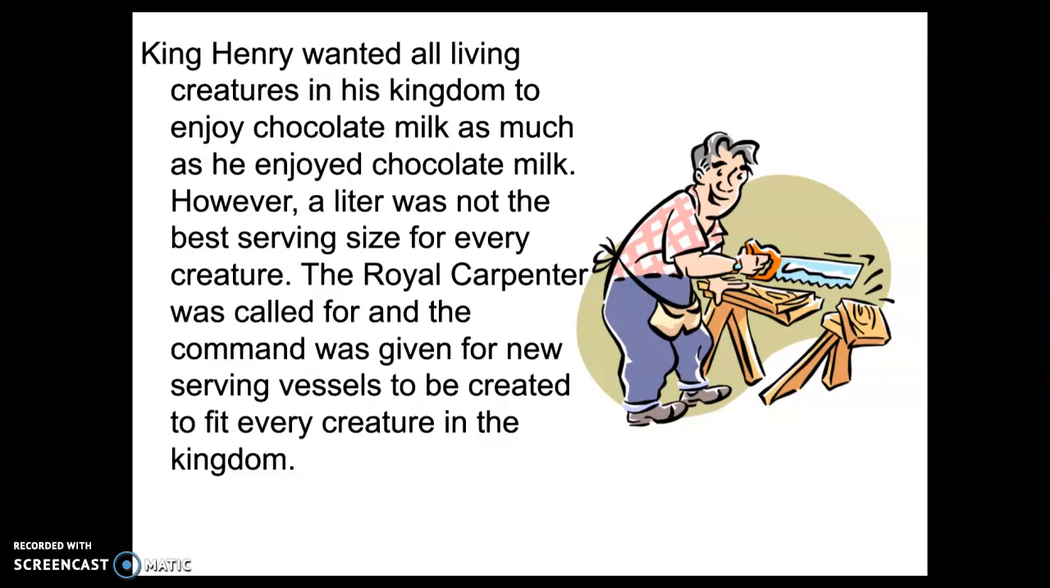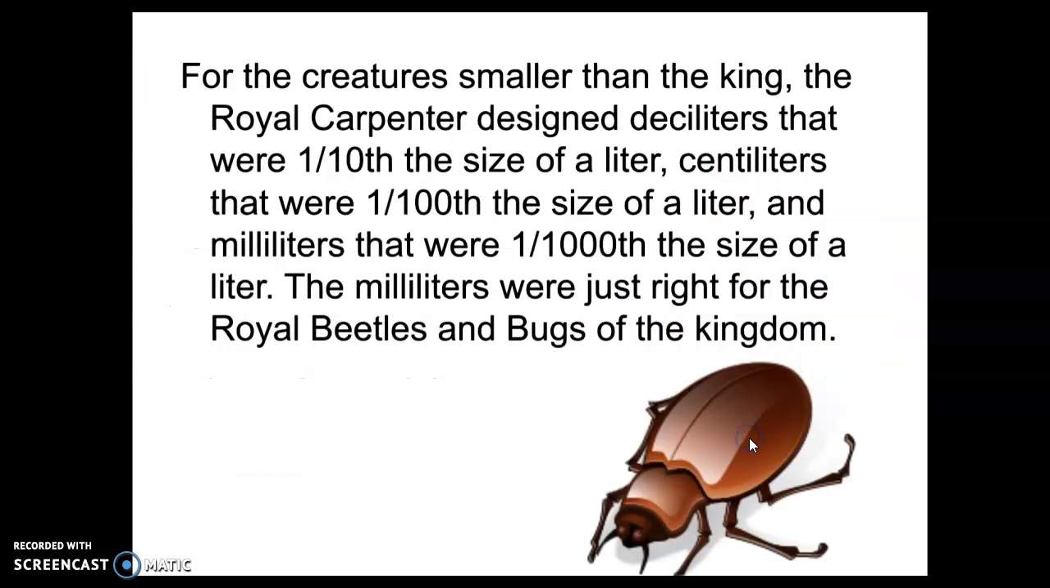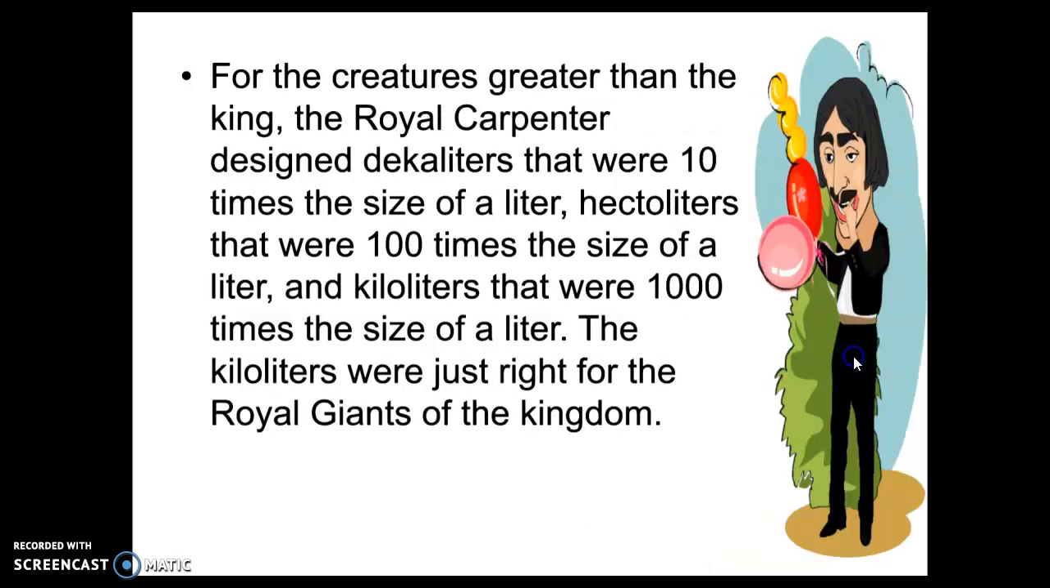The royal carpenter was called for, and the command was given for new serving vessels to be created to fit every creature in the kingdom. For the creatures smaller than the king, the royal carpenter designed deciliters that were 1/10 the size of a liter, centiliters that were 1/100th the size of a liter, and milliliters that were 1/1000th the size of a liter. The milliliters were just right for the royal beetles and bugs of the kingdom.